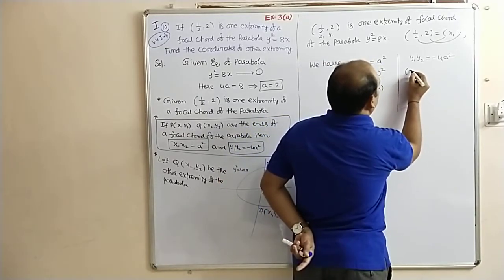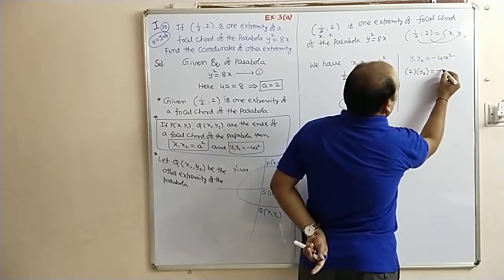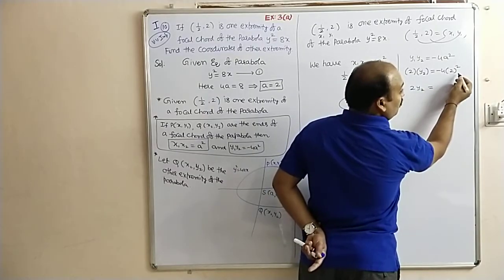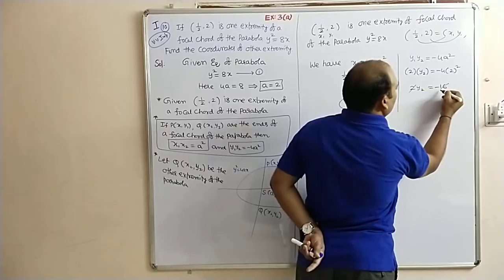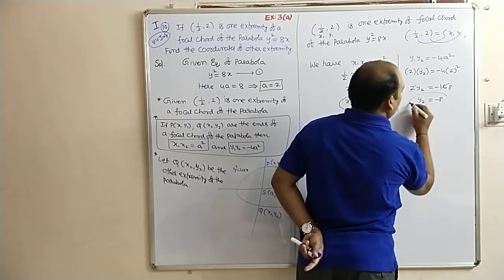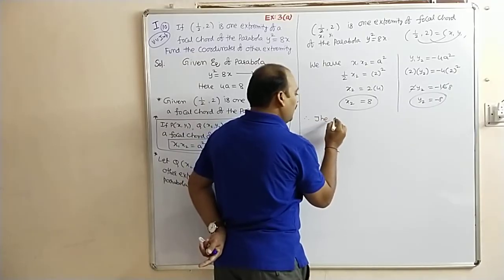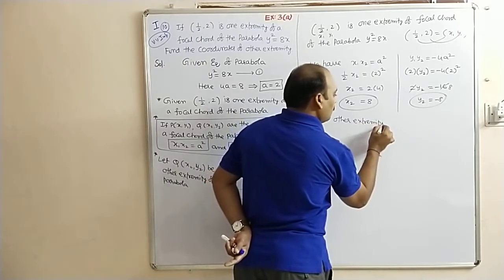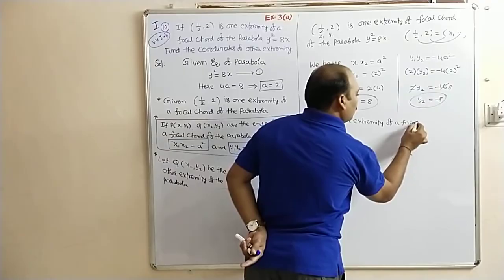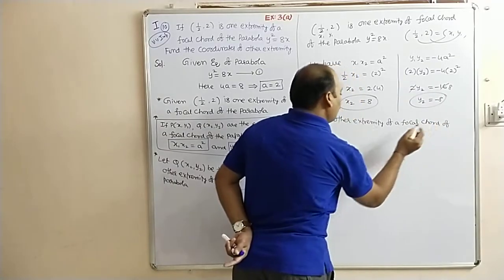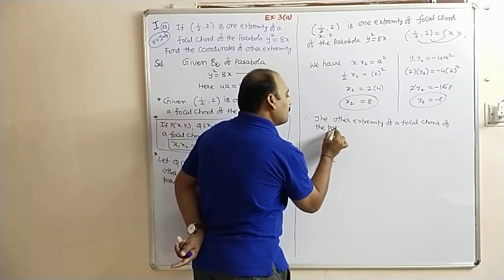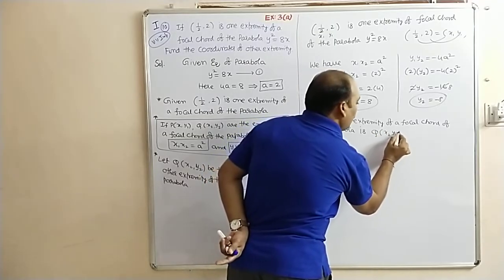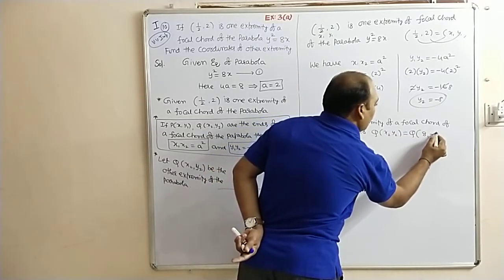Similarly y1 value is 2, into y2 is equal to minus 4 into 2 square. So 2y2 equal to minus 4 into 4, 4 4s are 16. So 2 ones are 2, 8s. So y2 is equal to minus 8. Therefore, the other extremity of a focal chord of the parabola is Q(x2, y2) equal to Q(8, minus 8).